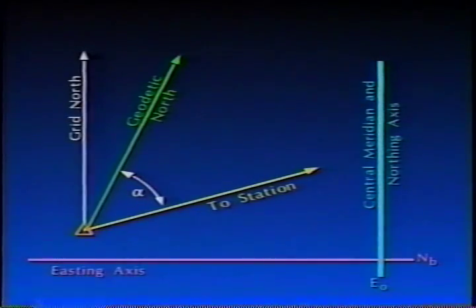On the screen now, a grid north line through the station has been added. Because it is grid north, it is parallel with the northern axis of the grid. Now we see the plane convergence angle labeled gamma at our station between geodetic north and grid north. In this case, convergence is negative because the station is west of the central meridian. If it had been east of the central meridian, it would have had a positive value. Be careful with arithmetic signs. Plane convergence angle is sometimes called the mapping angle.